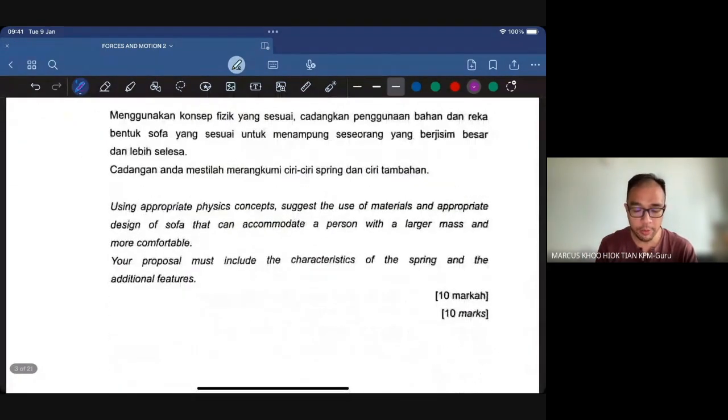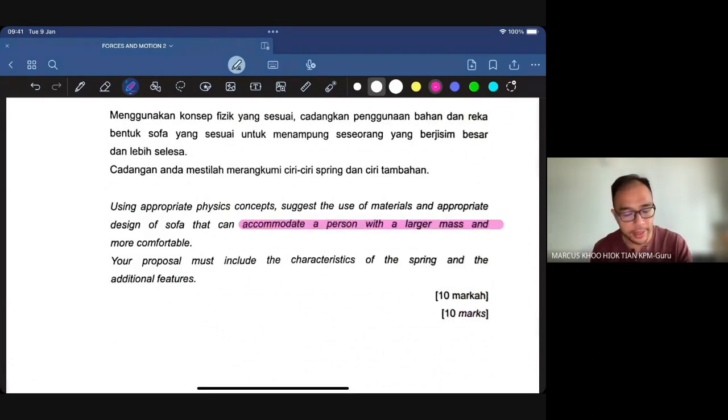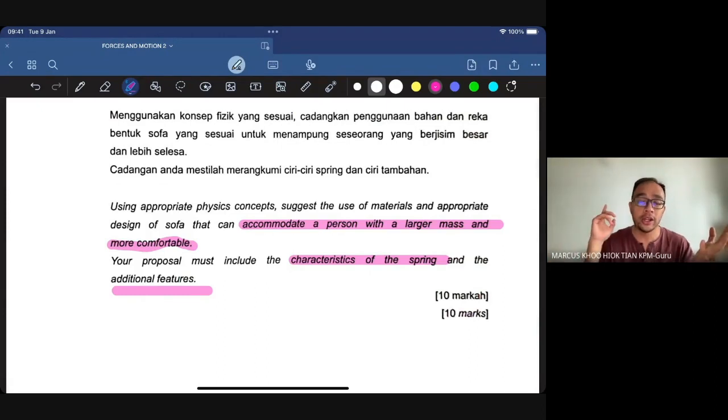Okay, using appropriate physics concepts suggests the use of materials and appropriate design of the sofa. And the reason for this is you want to accommodate a person with a larger mass like me, and remain more comfortable. The only thing they give you is the characteristics of the spring and additional features. Wow. It's really not much to go on, but there are so many things that you can say about this. You can talk about the thickness of the spring, the length of the spring, the diameter of the spring, the spring constant, many things about this.